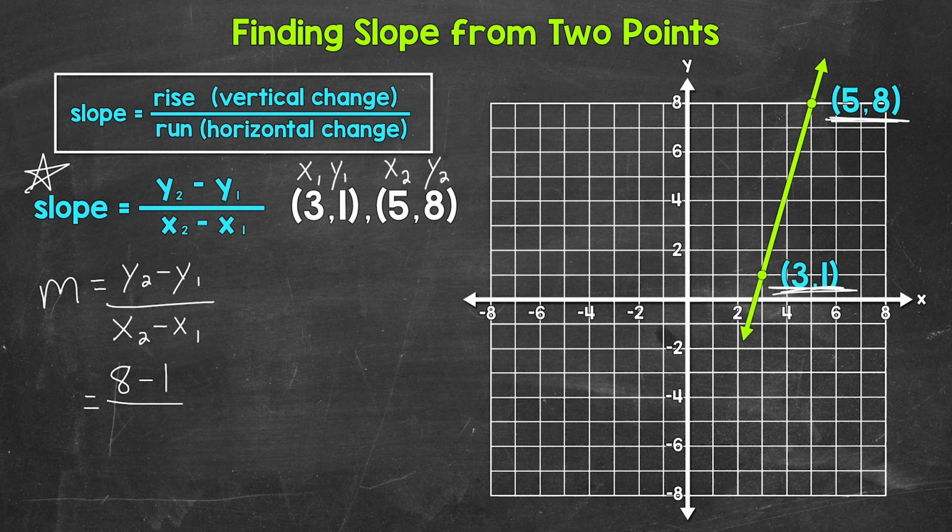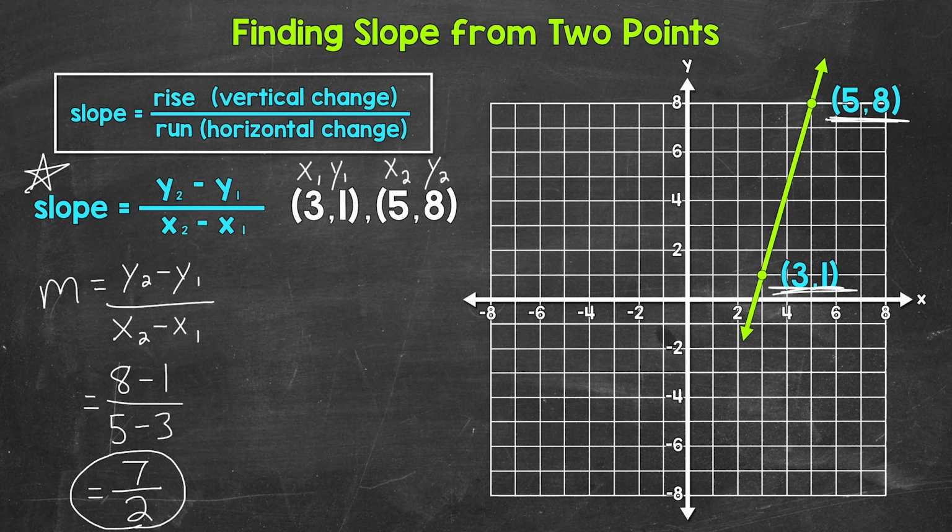So we have 8 minus 1 there. And then x2 is 5 and x1 is 3. So we have 5 minus 3. 8 minus 1 gives us 7. And then 5 minus 3 gives us 2. And that's our slope, 7 over 2, 7 halves. 7 is our rise, and 2 is our run.